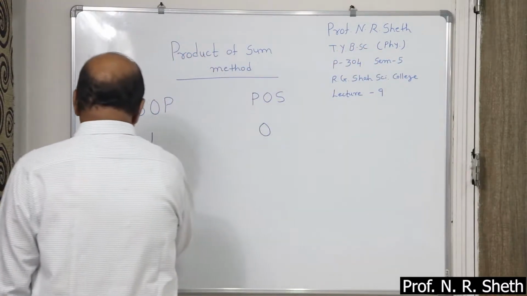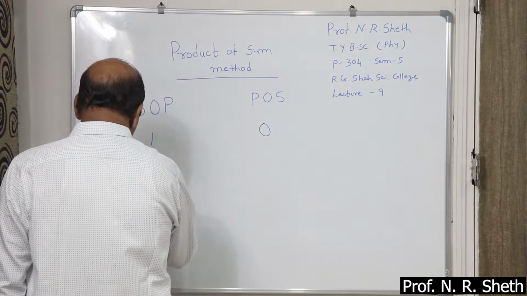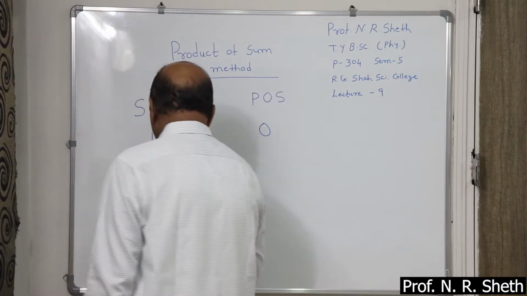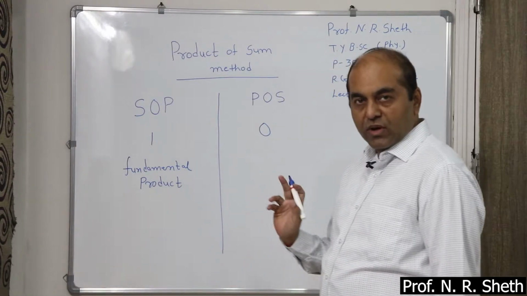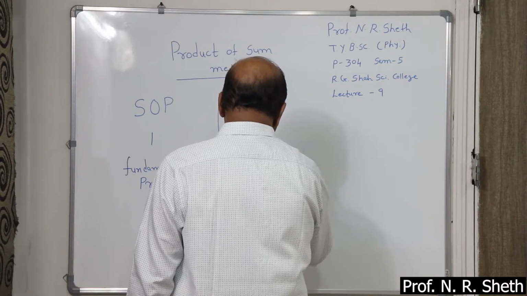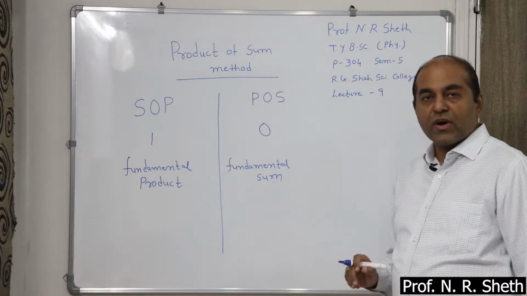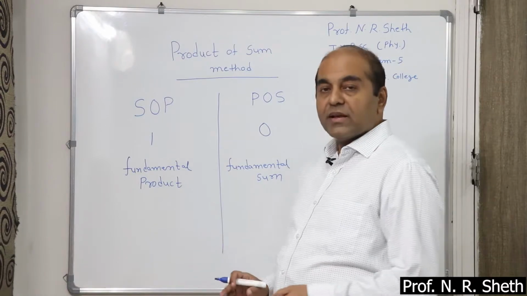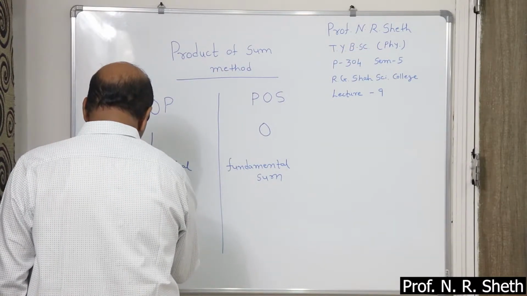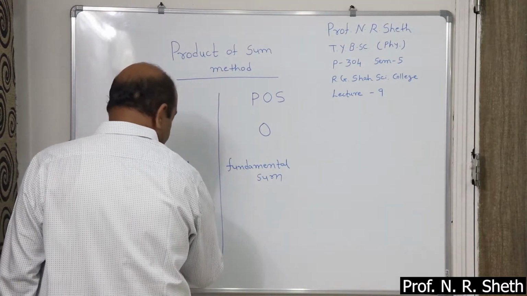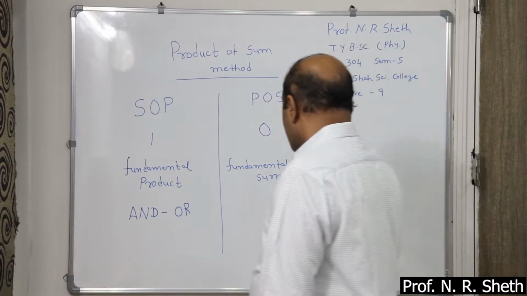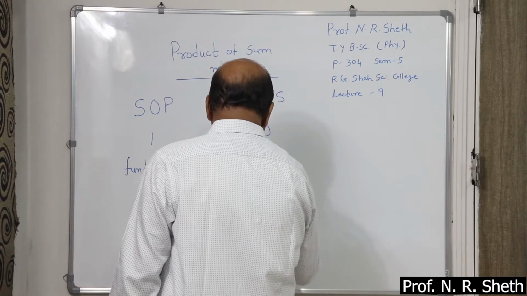Here we have to find out fundamental product. In SOP we have to find out fundamental product, while in POS we have to find out fundamental sum. After preparing the Boolean equation, this circuit is represented by AND OR gate. This circuit is represented by AND OR gate, while here circuit is represented by OR AND gate.